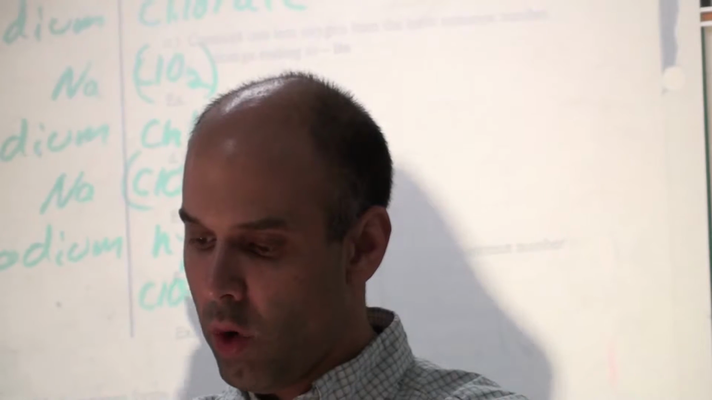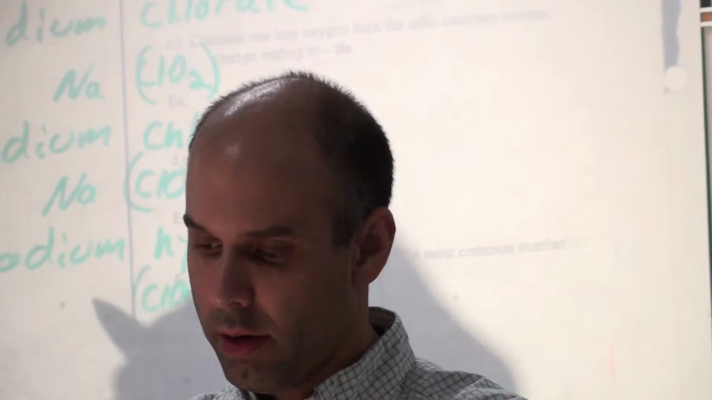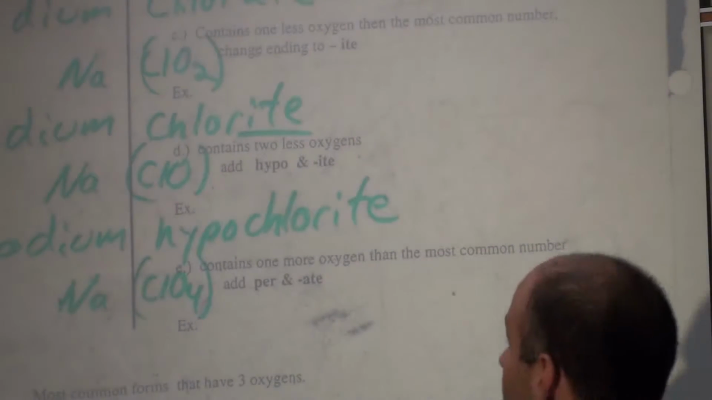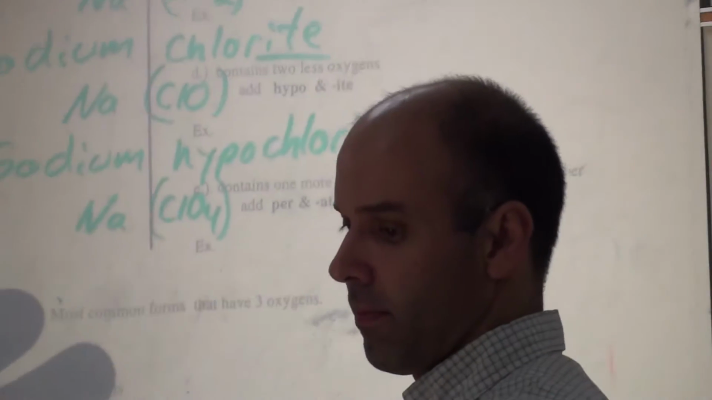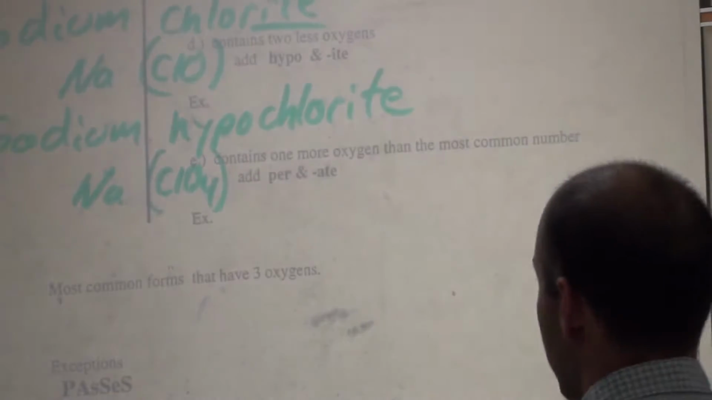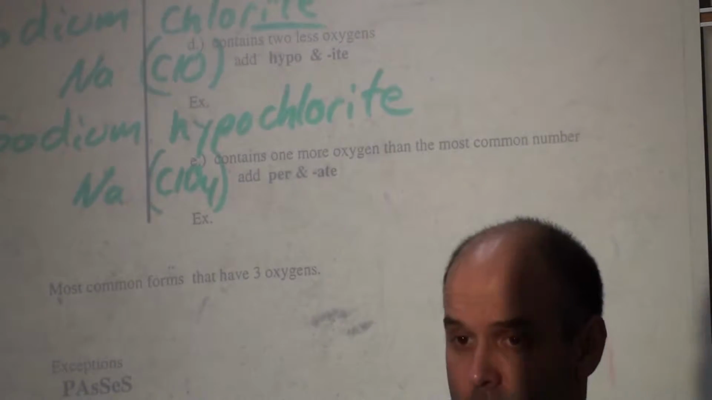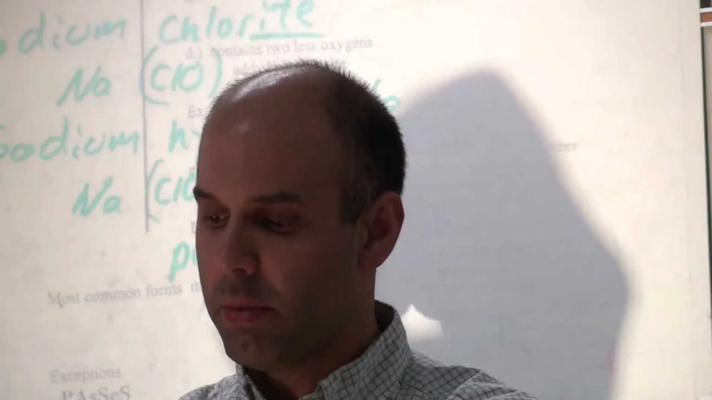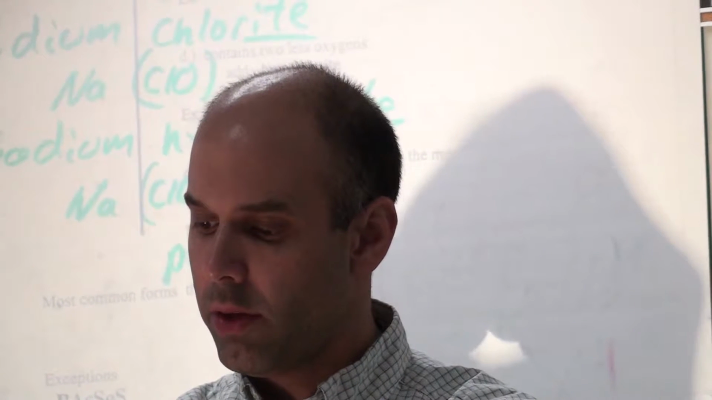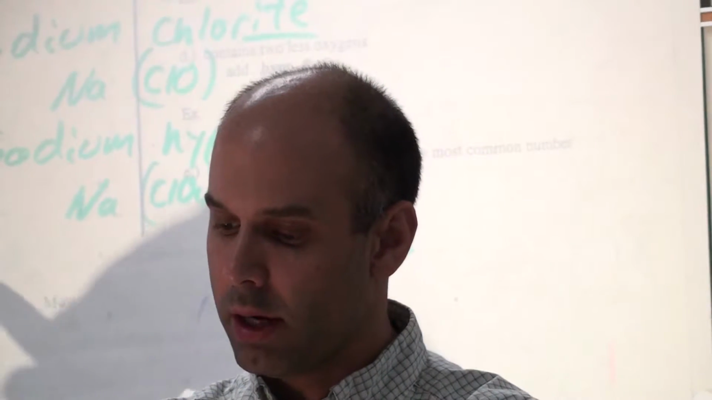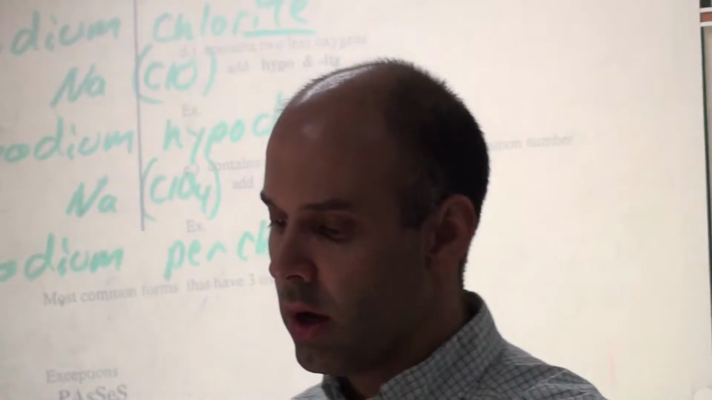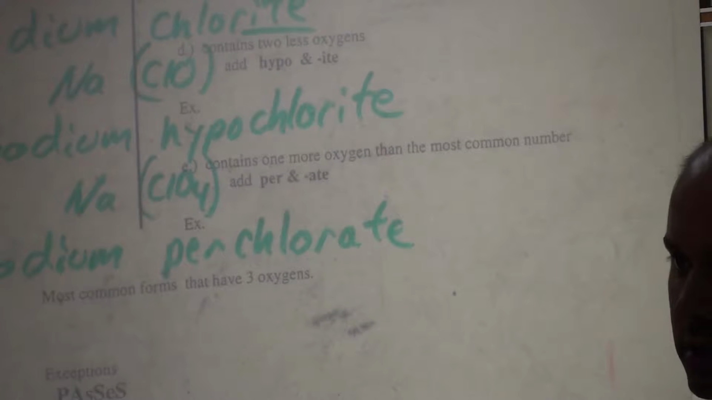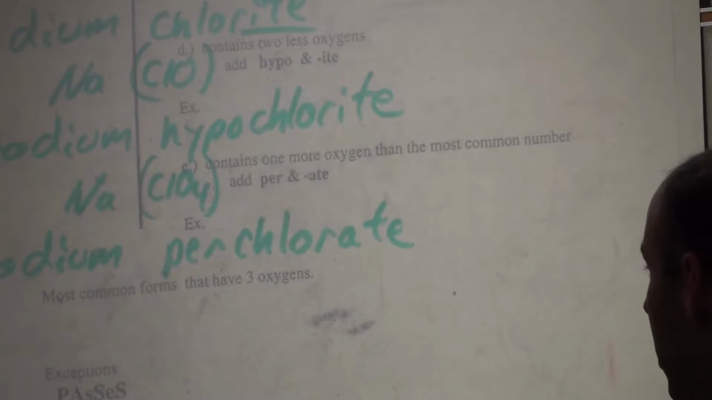And what if you have 1 extra, ClO4? If you have 1 extra than what it wants, then you change the ending to per-ate. So this would be per as the prefix, chlorine, and then change the ending to -ate. Perchlorate, sodium perchlorate.